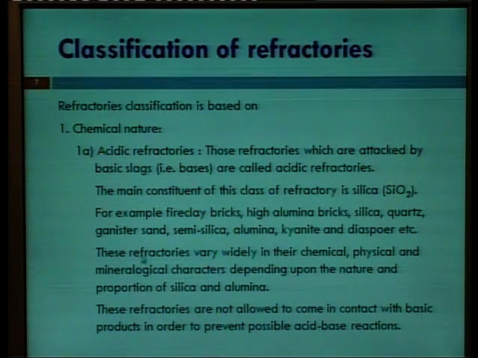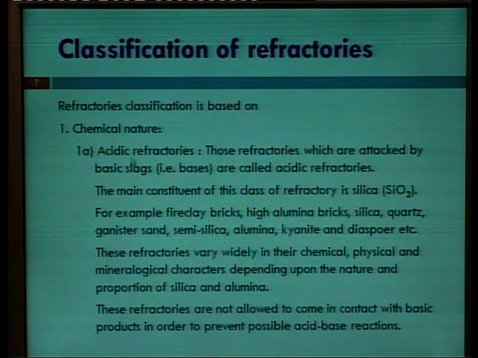Look at this, these refractories vary widely in their chemical, physical and mineralogical character, depending upon the nature and proportion of silica and alumina. So, based on the proportion of silica and alumina, these refractories vary widely in their chemical composition, physical properties and mineralogical characters.